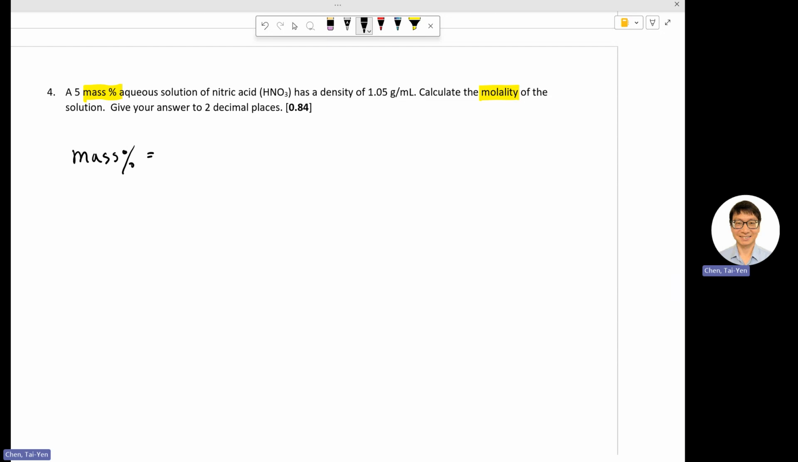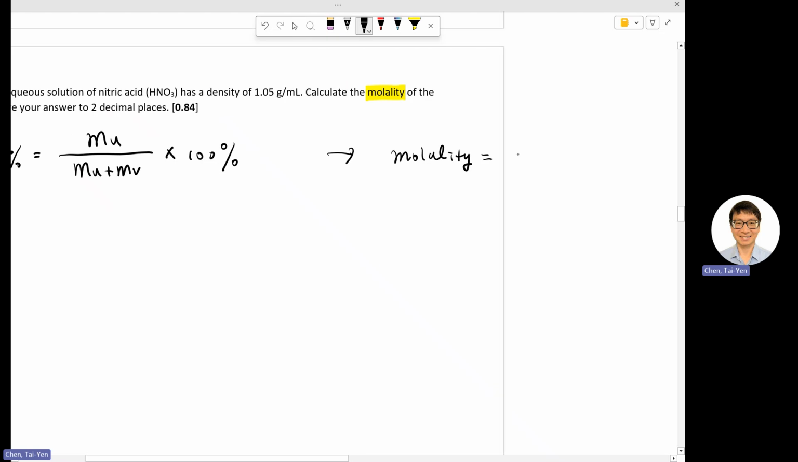So mass percent is defined as the mass of your solute divided by the sum of solute and solvent, multiplied by 100%. That's the definition of mass percent. And you want to calculate the molality, which is defined as moles of your solute divided by the mass of your solvent in kilograms.